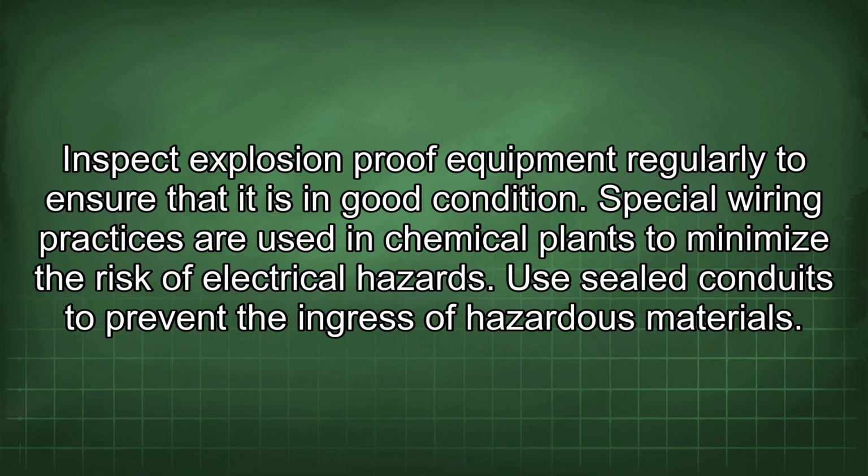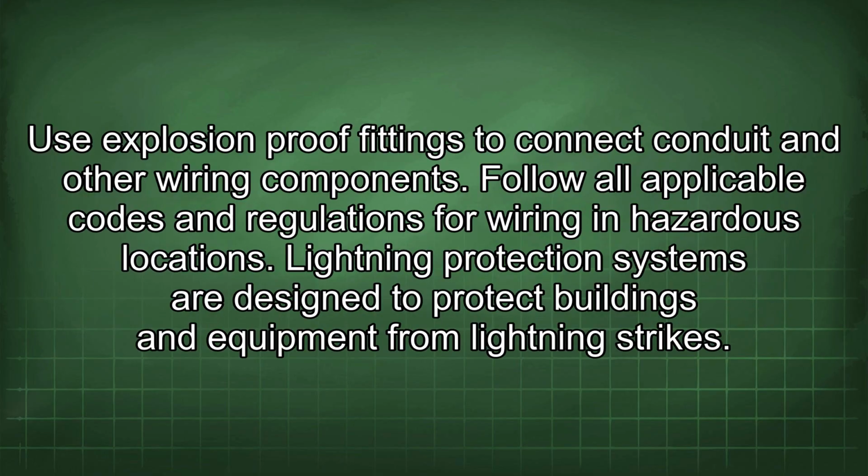Special wiring practices are used in chemical plants to minimize the risk of electrical hazards. Use sealed conduits to prevent the ingress of hazardous materials. Use explosion-proof fittings to connect conduit and other wiring components. Follow all applicable codes and regulations for wiring in hazardous locations.